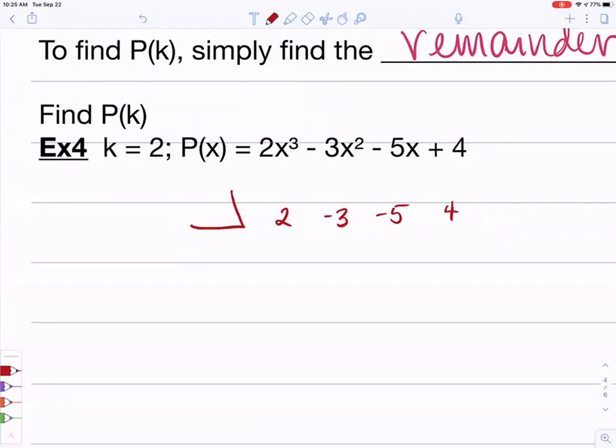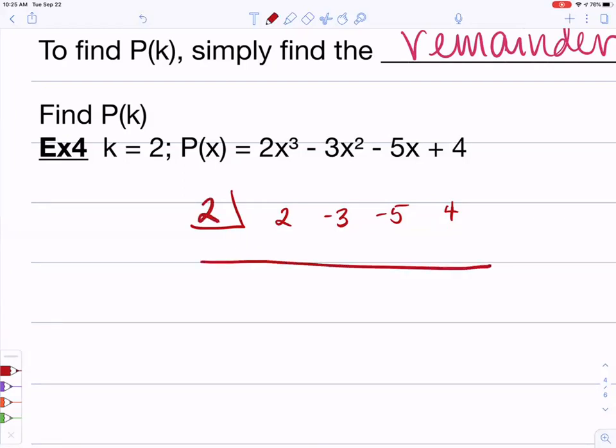Whatever x equals. Now, what is it that I would have been plugging in? What am I making my x equal to? 2. So that's what goes in the box. Whatever x equals always goes in the box.